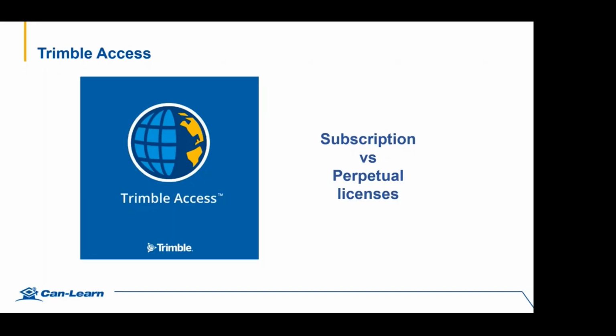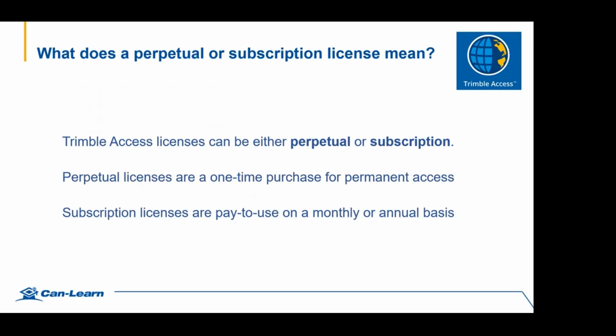In this video, we're going to learn the differences between a subscription and perpetual license for Trimble Access. So what does a perpetual or subscription license mean? Well, a Trimble Access license can either be a perpetual or a subscription. Perpetual licenses are a one-time purchase for permanent access to the software. Subscription licenses are pay to use on a monthly or annual basis.